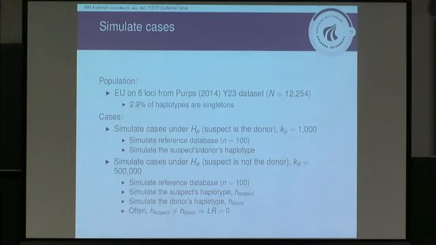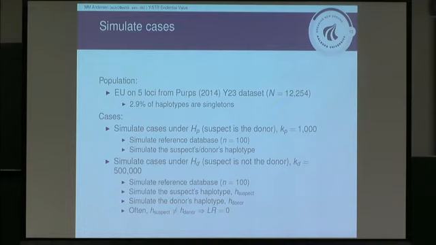So we have a population. The idea is to be able to simulate cases where the defense is correct and cases where the prosecutor is correct. To do that, we took the European population from the PERPS dataset, having 12,200 profiles. We then simulate 1,000 cases under the prosecutor's hypothesis. We do that by sampling a reference database and simulating the suspect, which is the same as the donor's haplotype. We also simulate 500,000 cases under the defense, where these two are different.